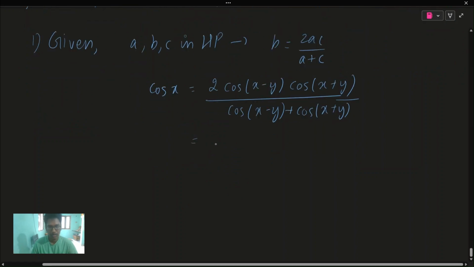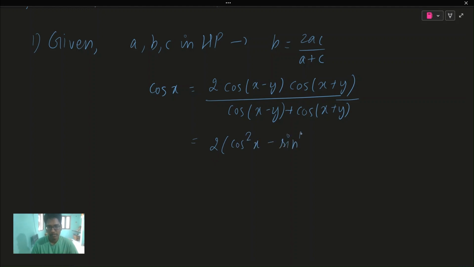While solving, you solve it based on the identities which we saw earlier. 2 of cos X cos Y. Everything deals with the identities which we used earlier. So cos of X minus Y plus cos of X plus Y is nothing but 2 cos X cos Y.